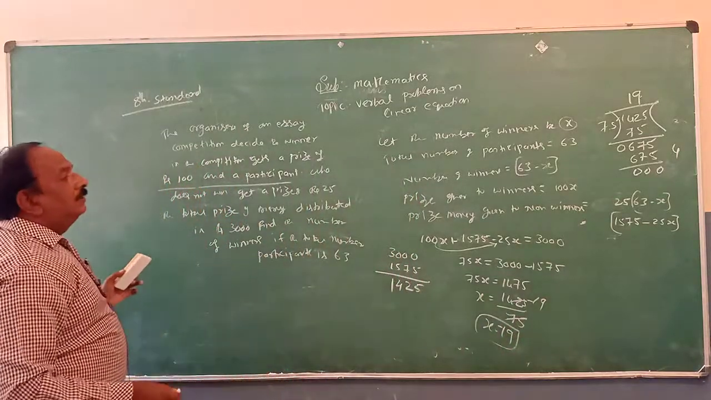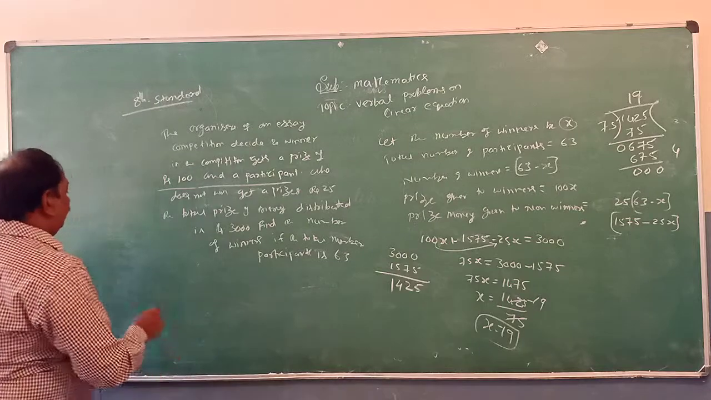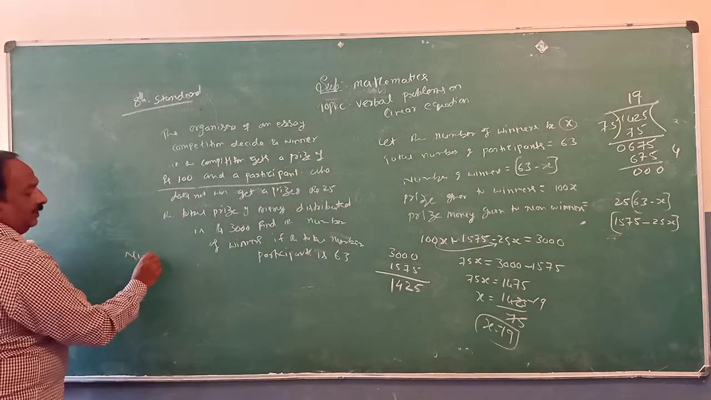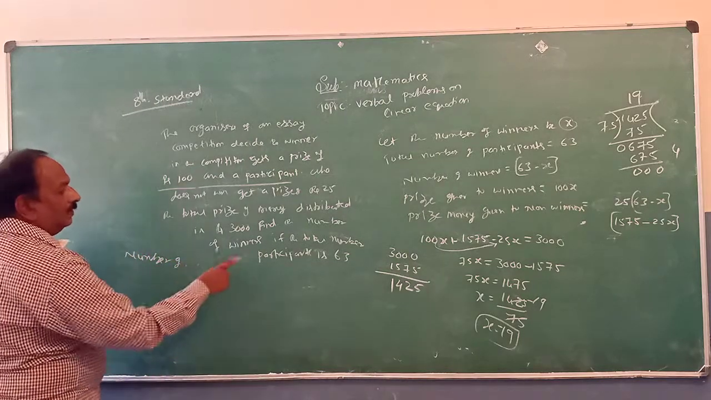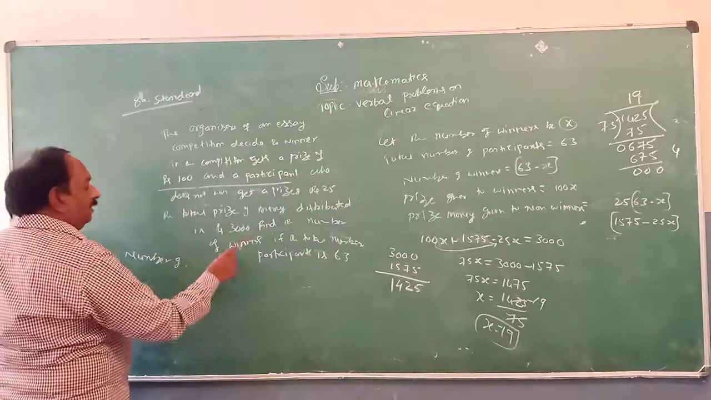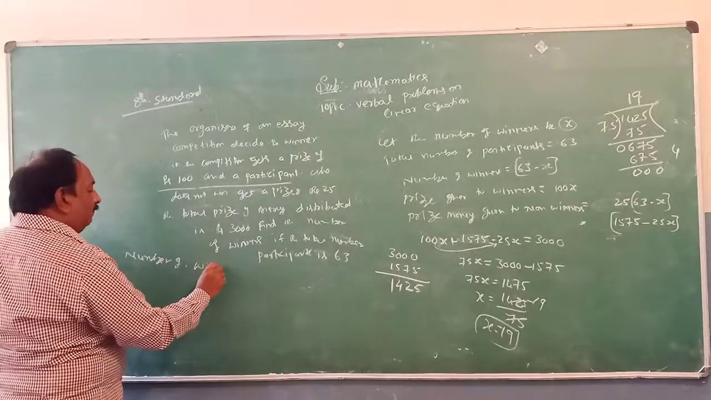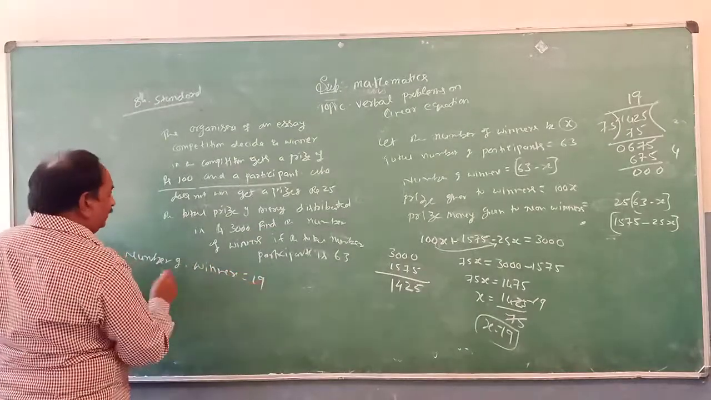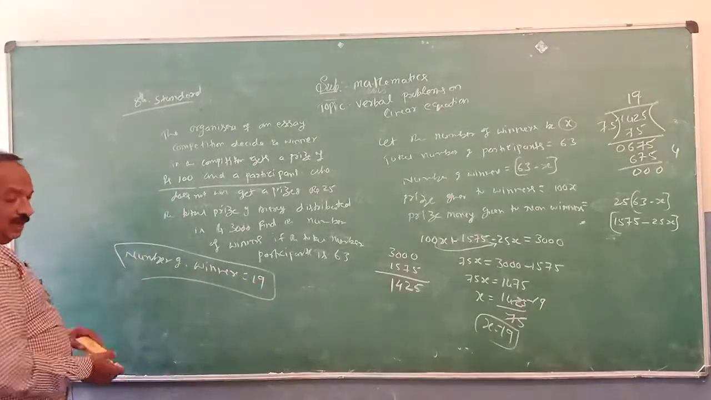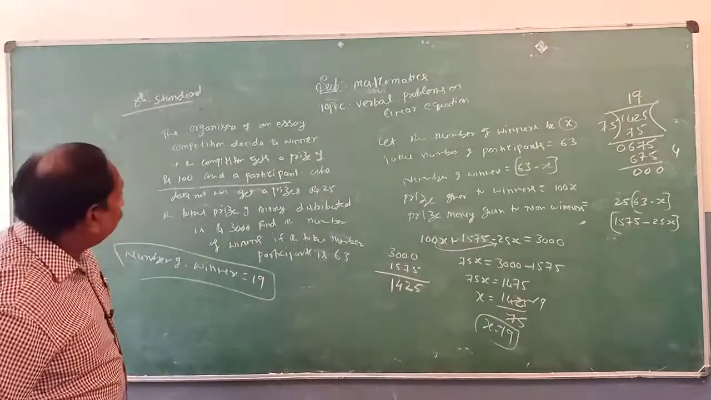Now, the number of winners is 90. Find the number of winners: 90 winners. I want to explain it once again.